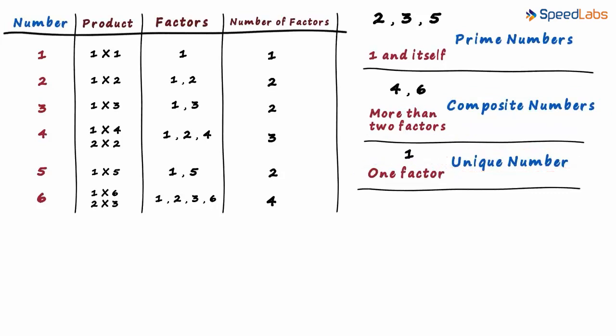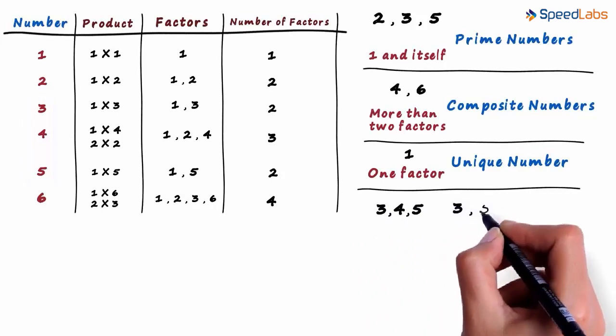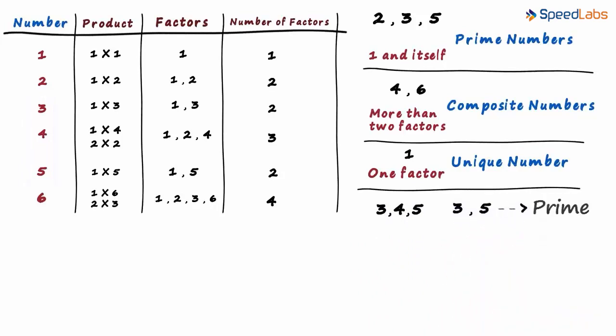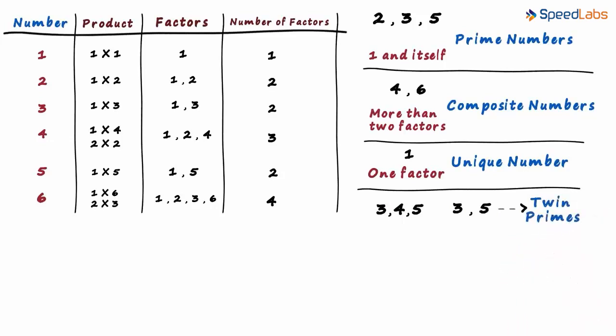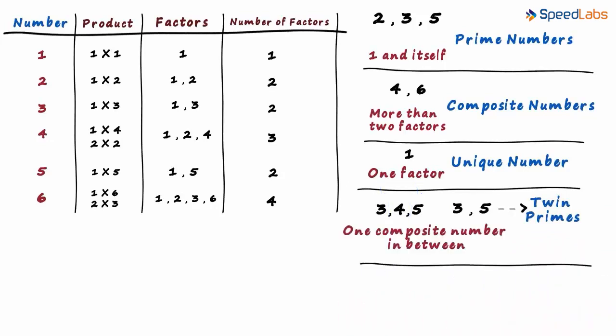There are a couple of more interesting things the table tells us. Look at these 3 numbers, 3, 4 and 5. The numbers 3 and 5 are prime, and they have just one composite number between them. So 3 and 5 are called twin primes. 2 prime numbers are called twin primes if they have just one composite number between them.